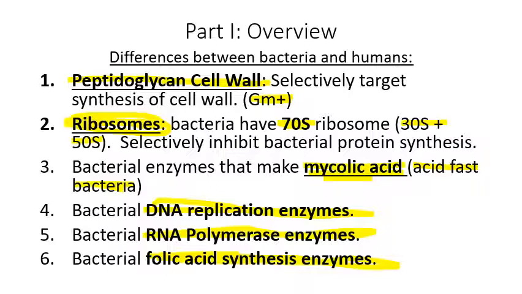Right, so the antibiotics that interfere with peptidoglycan cell wall synthesis are narrow spectrum antibiotics. The ones that interfere with mycolic acid synthesis are narrow. The ones that interfere with ribosomes or with DNA replication or RNA polymerase or with folic acid synthesis, those antibiotics are all broad spectrum antibiotics.